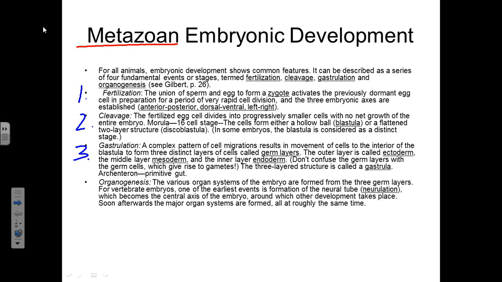So there's a layer on the outside, a layer of cells on the outside. We call those cells the ectoderm. There's another layer underneath that.